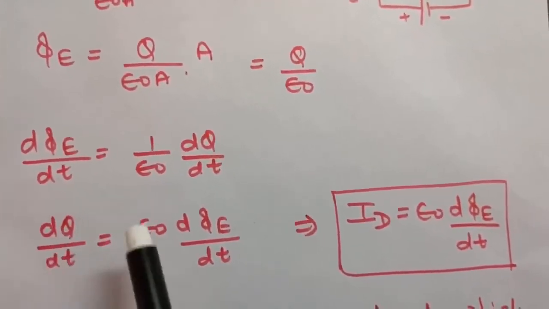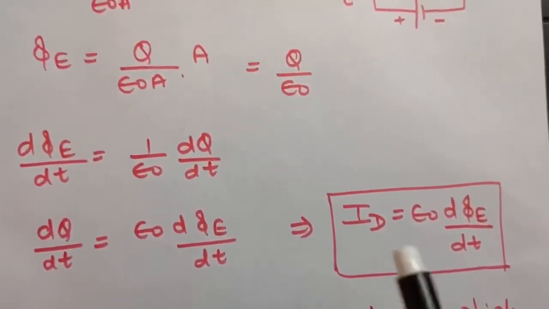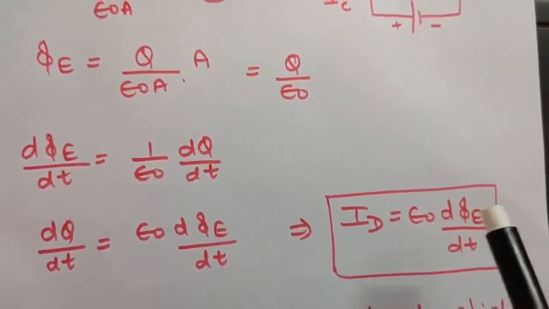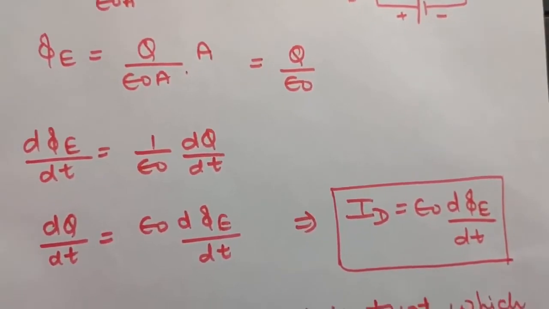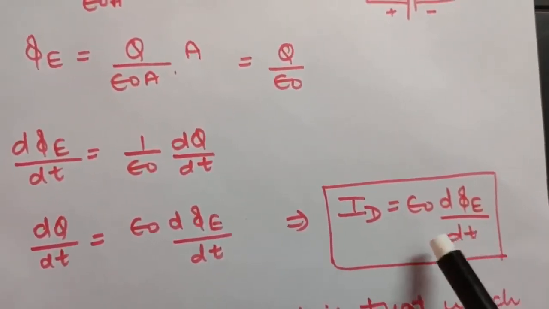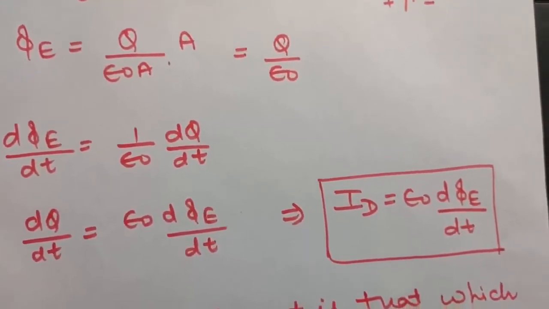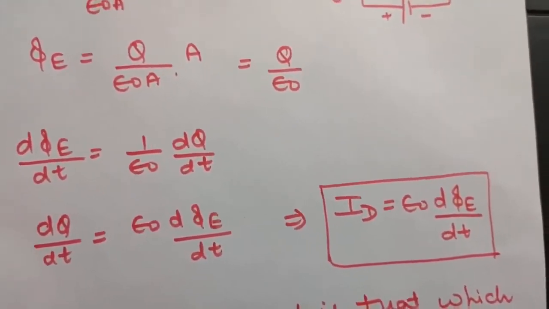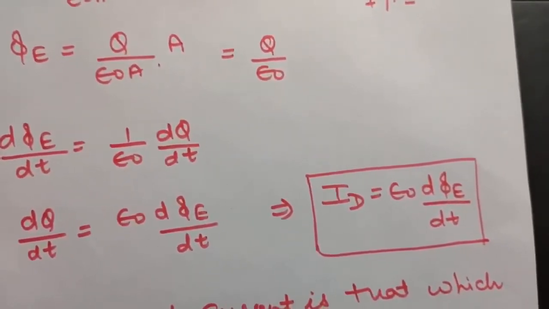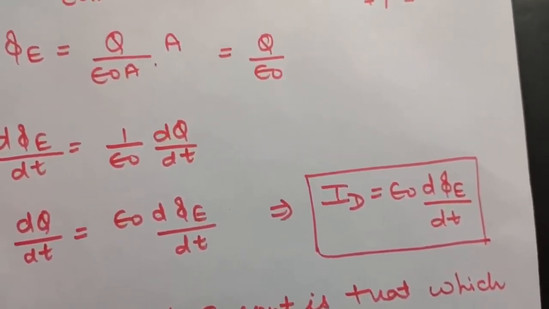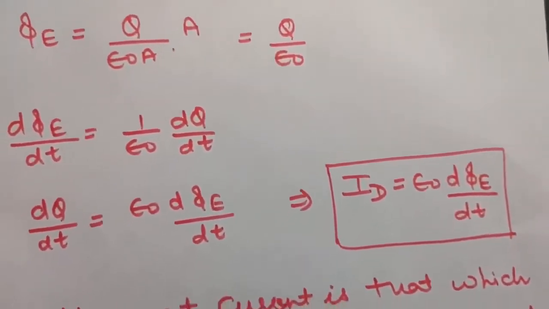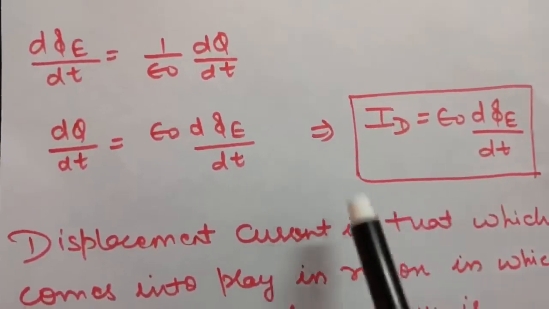So we have now one more current, which is called ID, that is displacement current, which has a value of epsilon naught d phi E by dt. So Maxwell concluded that this is that missing term in the Ampere's law. If we include this term in Ampere's law, then the answer comes to be same for the capacitor by using those two methods which I was talking about for the experiment of Maxwell. So now this ID is called displacement current.